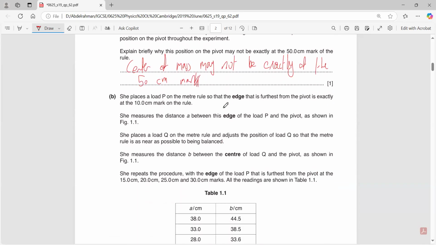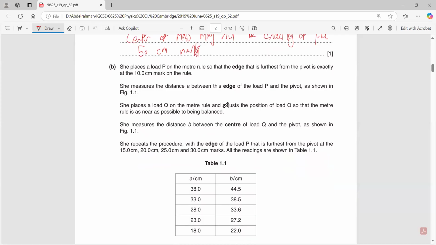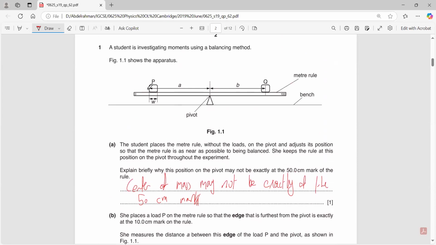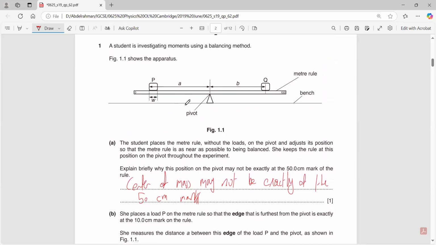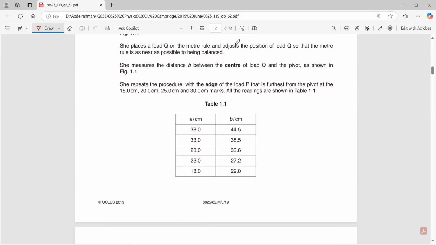She places a load P on the meter ruler so that the furthest edge is exactly at the 10 centimeter mark. So P, the edge is at 10 centimeters, and then she measures the distance B between the center of the load. She repeats the procedure with the edge of P at the 15, 20, 25, 30 marks.